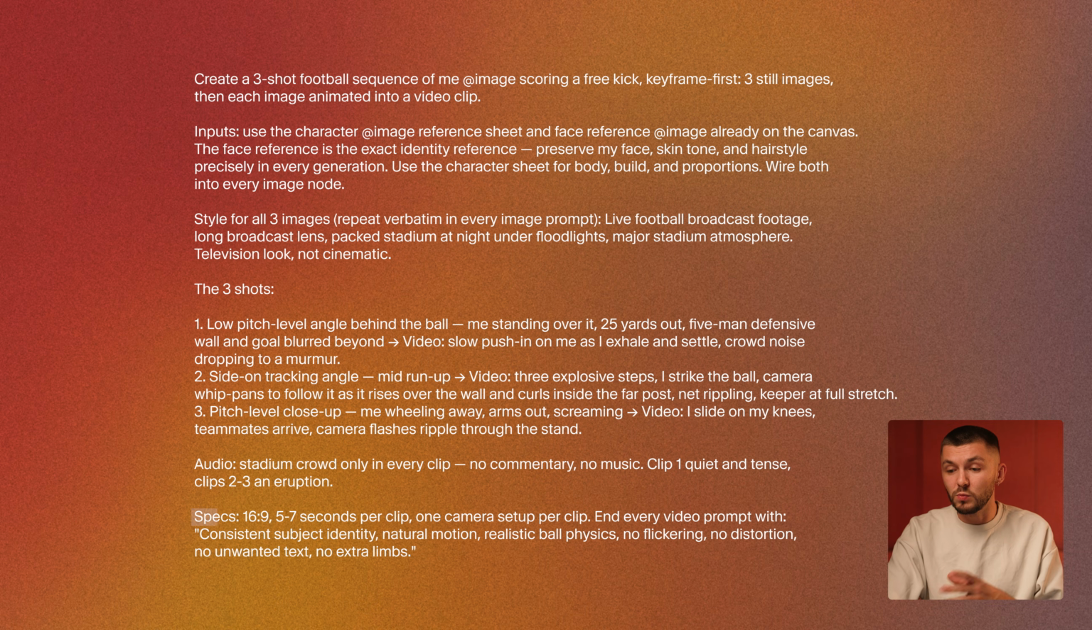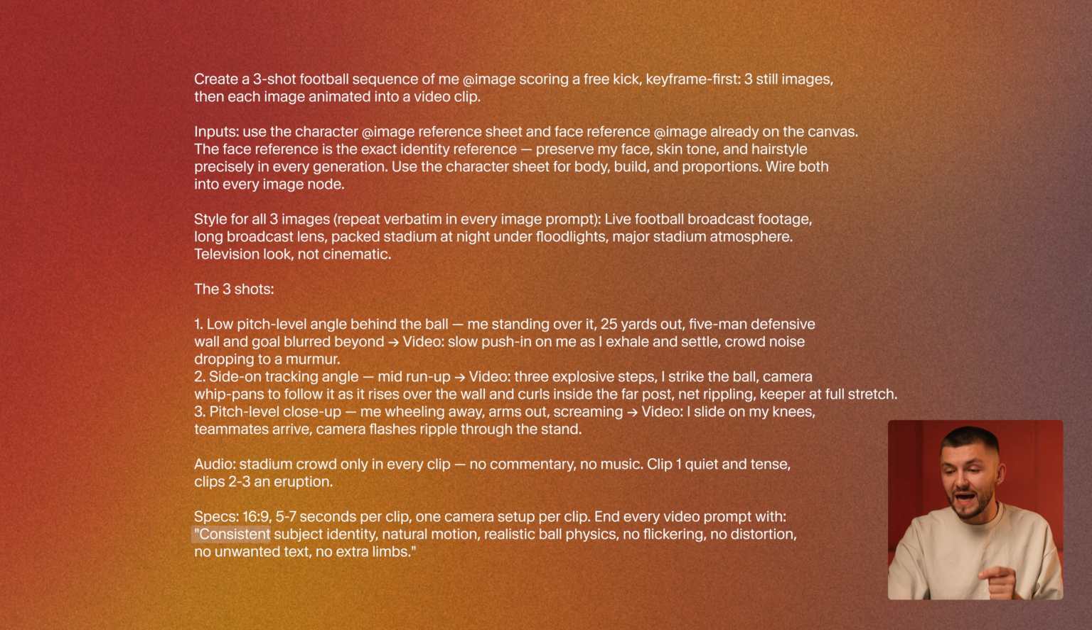And then finally at the bottom, we're just telling Flow's agent the specs that we want. So 16:9, and I like to generate 5 to 7 second clips. The reason we do this is that these extra couple of seconds give us a little bit of leeway, because obviously we're not going to use the entire generation. We're going to stitch them together, maybe trim off a few seconds here or there, but it just gives us a little bit of room to play with. And then as you can see at the end, we like to end every prompt with consistent subject identity, natural motion, realistic ball physics, no flickering, no distortion, no unwanted text, no extra limbs. And this is just a little bit of negative prompting to ensure that we get consistent high quality outputs.